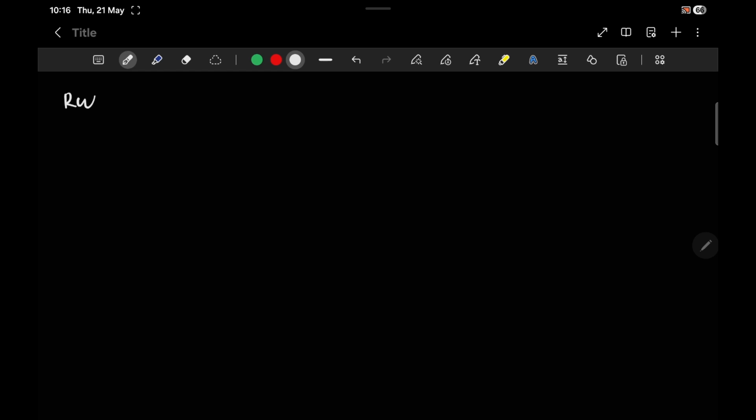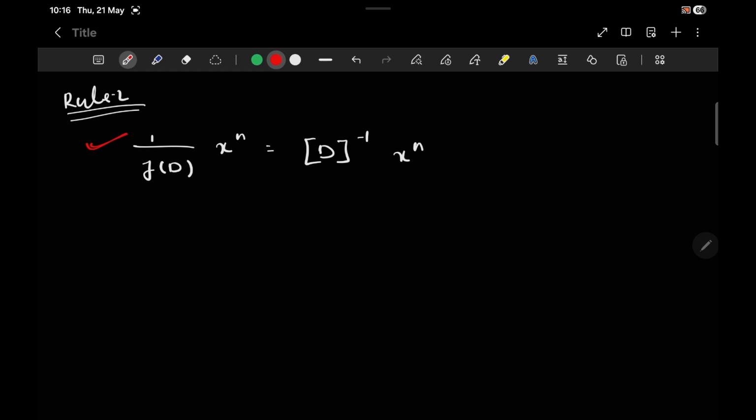Let's go to rule number 2, that is 1 by f of D x to the power n is equal to f of D to the power minus 1 into x to the power n. So if there is something x to the power n on the right side of the equal sign, then we have to use this formula. So why not take an example? d square y by dx square plus a square y is equal to a square by pr into L minus x.